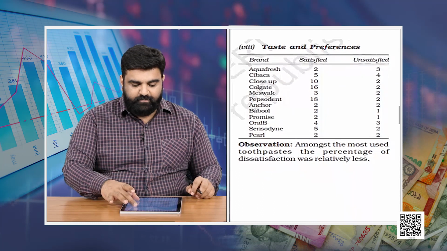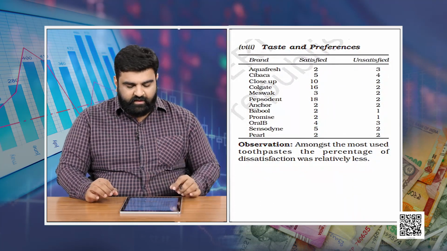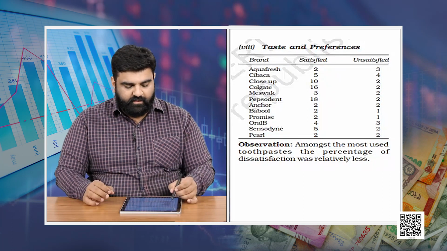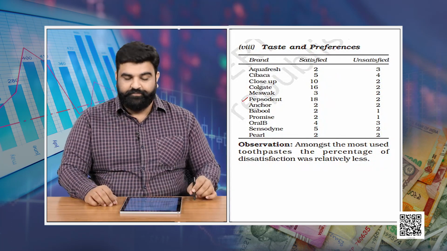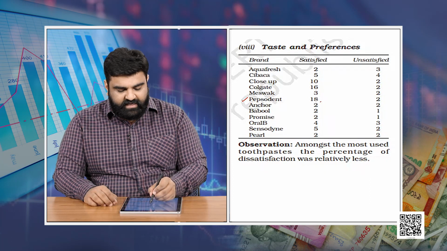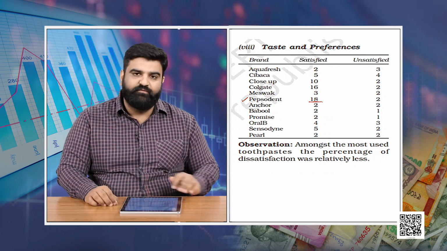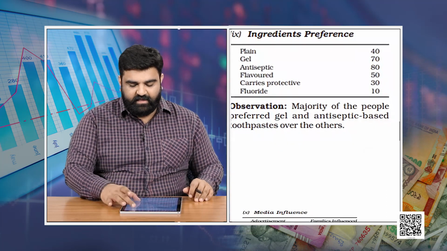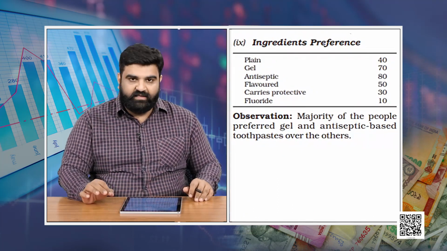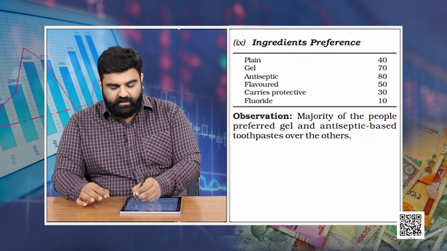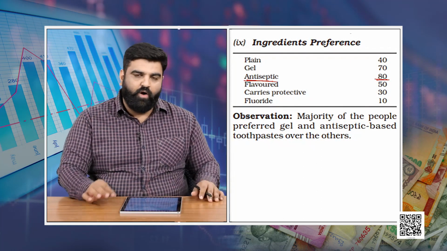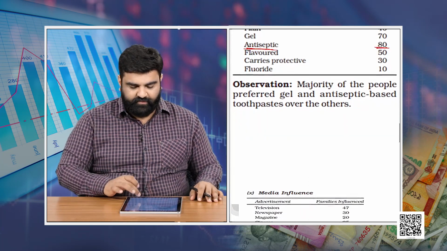Then we have taste and preferences. So, we find that the most number of families prefer brand P. So, we have 18 families who are satisfied with brand P. Then there is ingredient preference. So, we find that the most number of people preferred the antiseptic ingredient of the toothpaste.